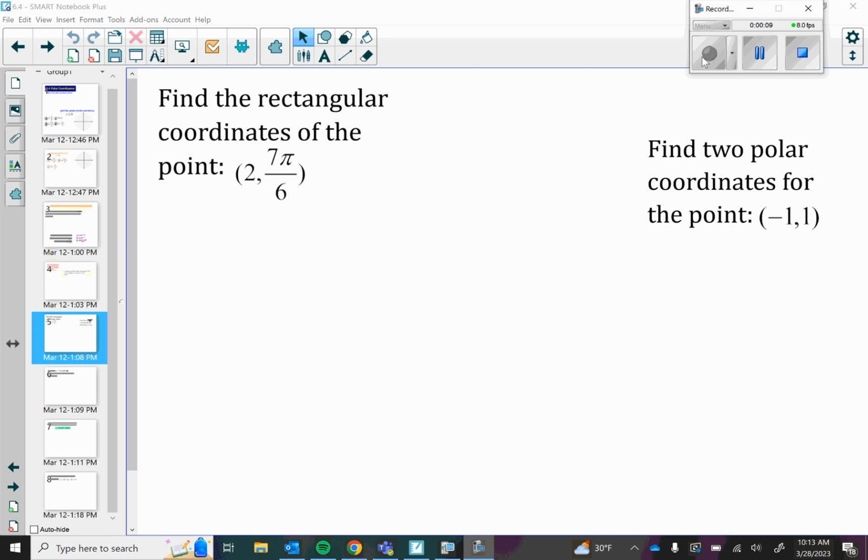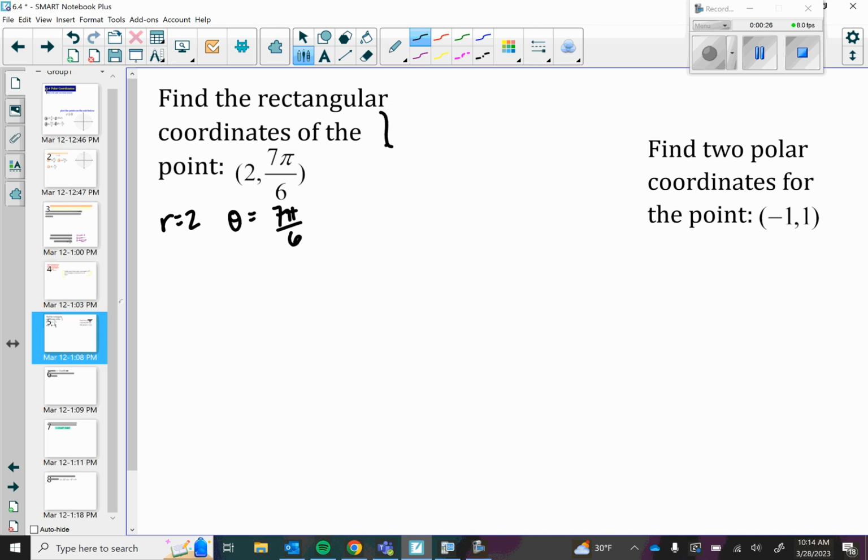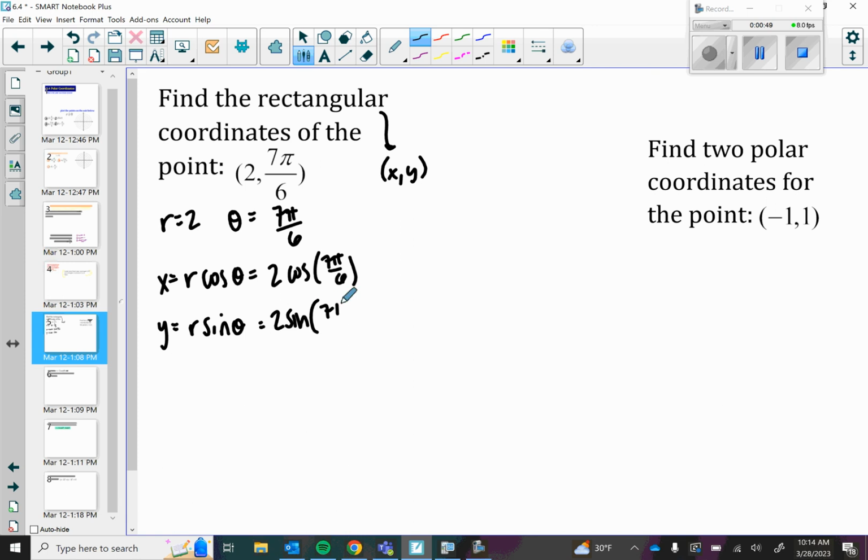This first one says, find the rectangular coordinates of the point (2, 7 pi over 6). What we know is that the radius is 2, and the angle is 7 pi over 6. We are looking for rectangular coordinates, so x, y, and we can find this pretty easily because x is equal to r times cosine of theta, or in this case, 2 times cosine of 7 pi over 6. We also know y is r times sine of theta, or 2 times sine of 7 pi over 6.